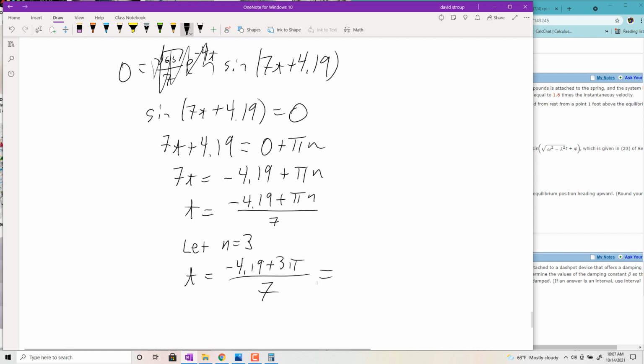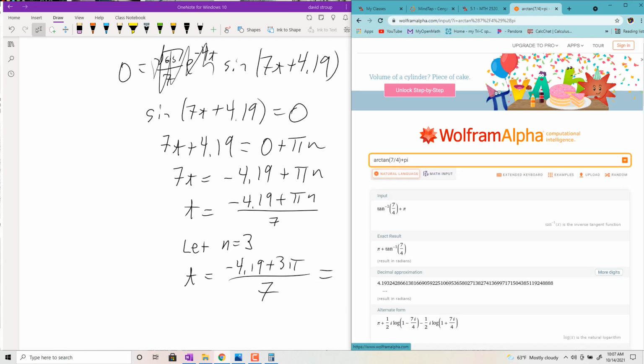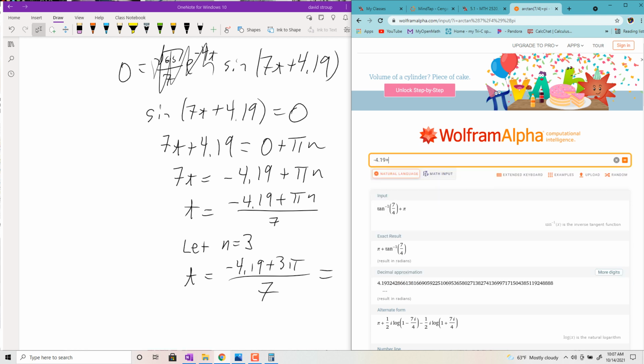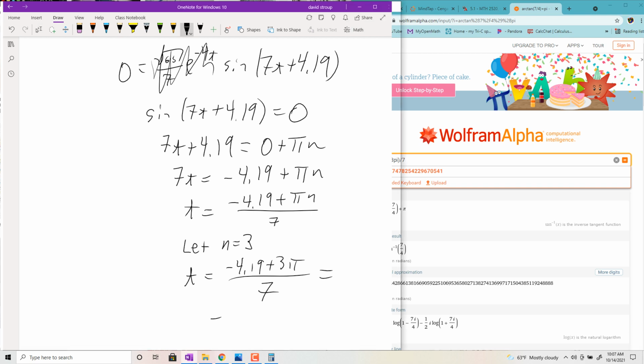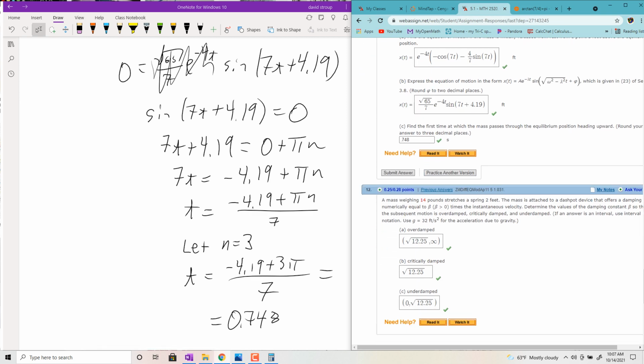So t in that case will be -4.19 plus 3 pi over 7. And then you go to your computer or calculator. My calculator is just always dying. -4.19 plus 3 pi, all that divided by 7 is 0.748-ish. I don't know how many decimals they wanted, but you can see that's the answer.